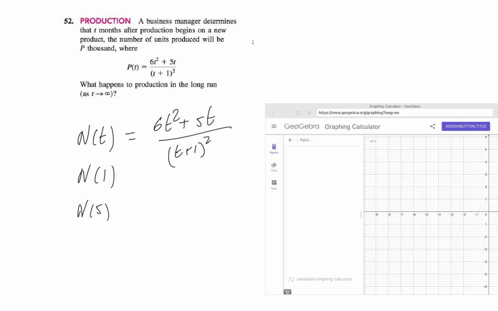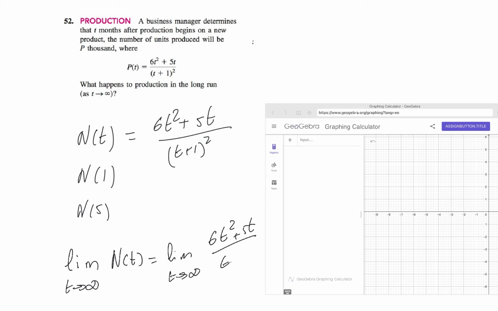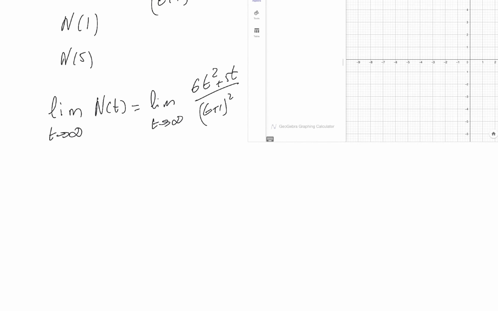Well, this is a classical problem of limits, so we have to find the limit when t goes to infinity of the function N of t. So this is the limit when t goes to infinity of the function 6t squared plus 5t divided by (t plus 1) squared. As I have said, there are three ways of performing this limit.